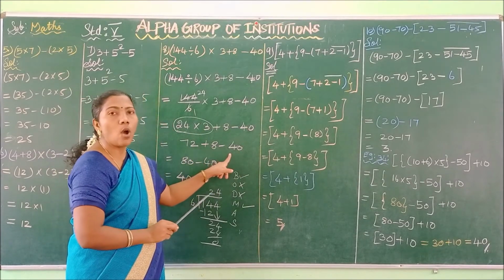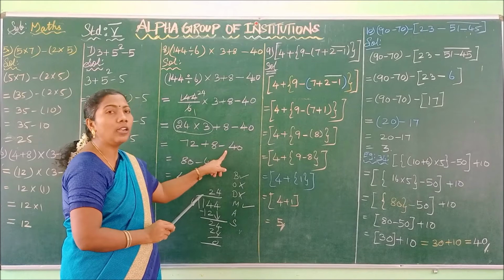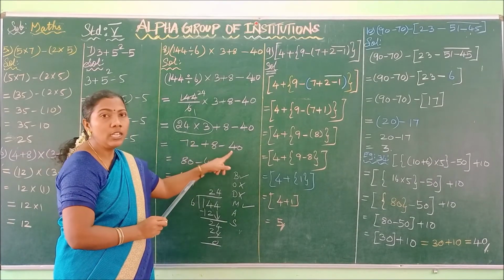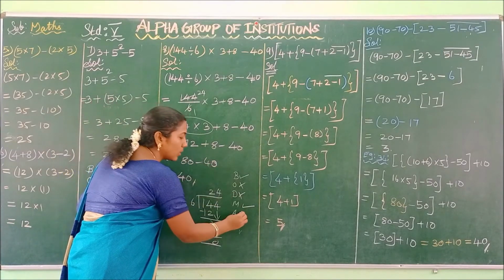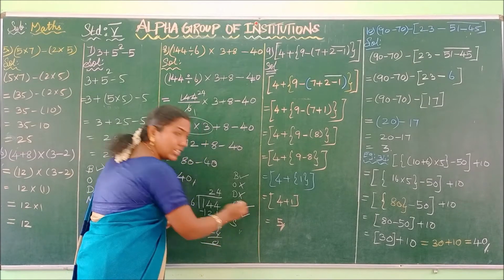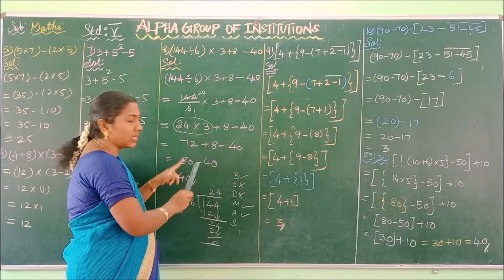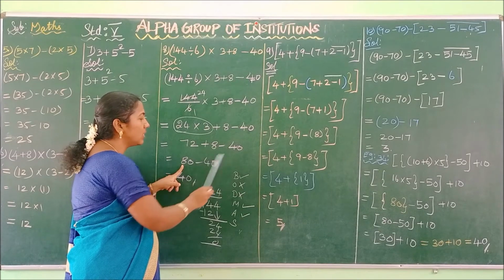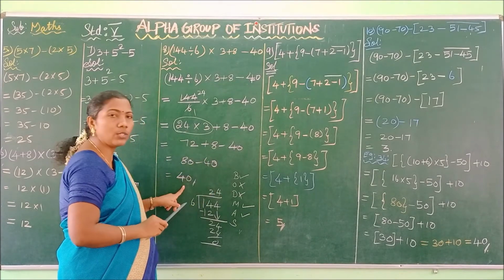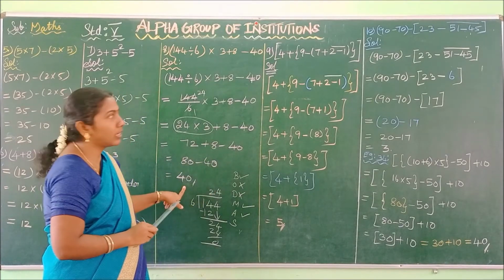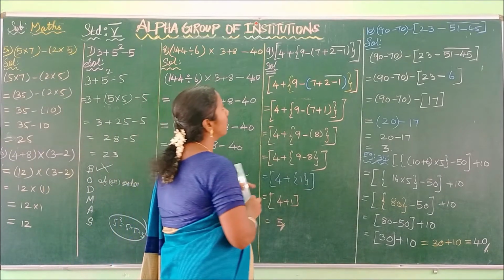It contains addition and subtraction. So as per the Bode-Morse rule, first you have to do addition. So 72 plus 8, what is your answer? 80 minus 40. 80 minus 40, what is your answer? 40. Is it clear? See the next sum.